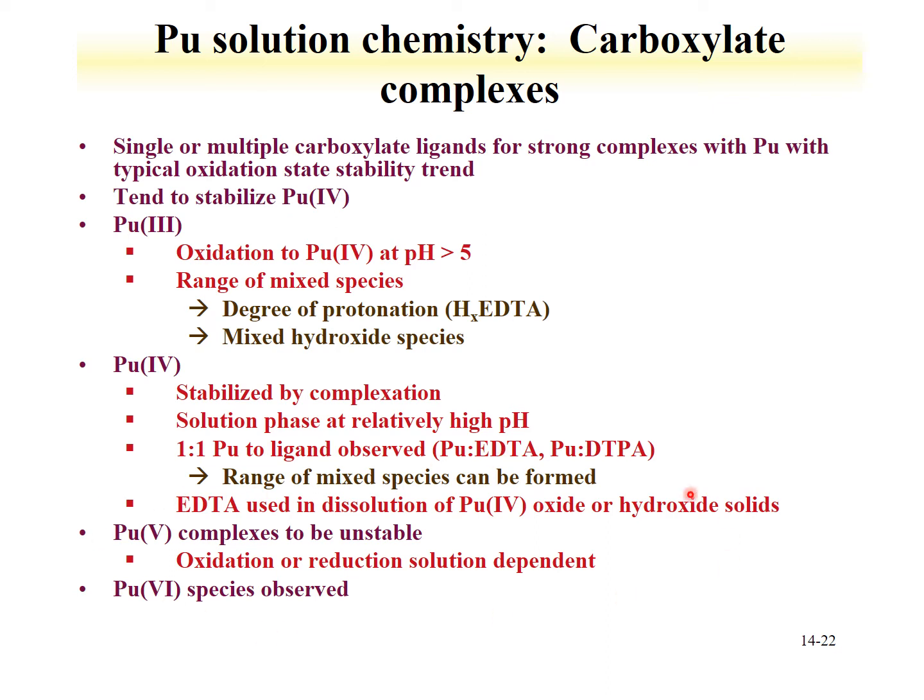Plutonium-5 compounds with carboxylic based ligands tend to be unstable, and they'll undergo oxidation or reduction depending upon the solution conditions, and the plutonium-6 species have been observed. Plutonium carboxylate complexes, these organic acids, are also very important species for the nuclear fuel cycle. They tend to form strong complexes and stabilize the tetravalent oxidation state. And here's an example of the carboxylic functional group, where R is just a hydrocarbon of some sort. An example of this would be something like EDTA, ethylenediamine tetraacetic acid, or DTPA, diethylenetriamine pentaacetic acid. Any organic acid, though, with this functional group will have these similar properties.